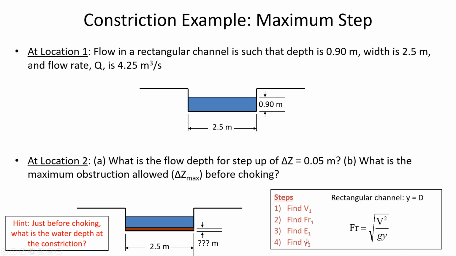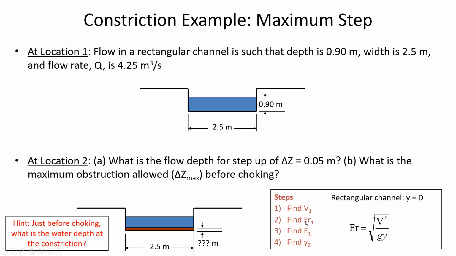And then we can find Y2, because remember, for a step up, we've got E1 minus delta Z is equal to E2, because the step up is robbing energy that otherwise would exist at location 2. Okay, so let me pause for a second, give you a chance to calculate these things.